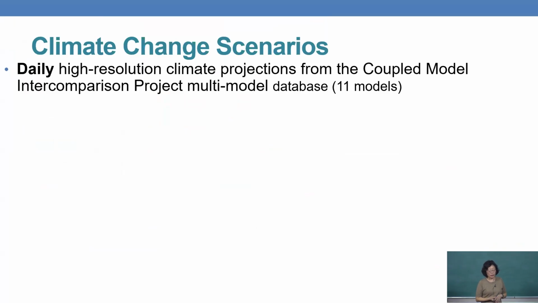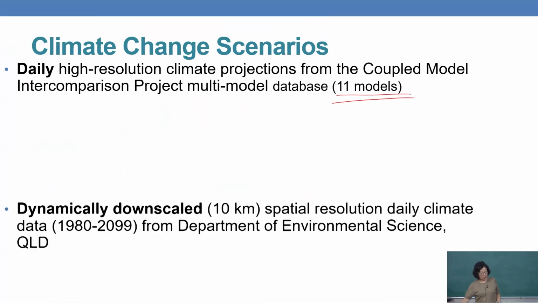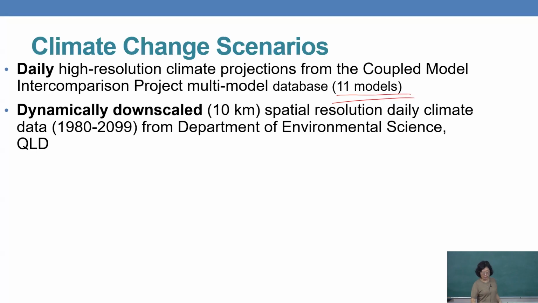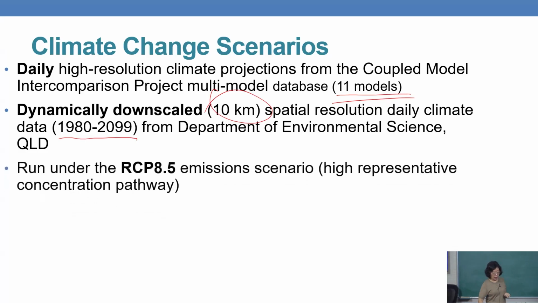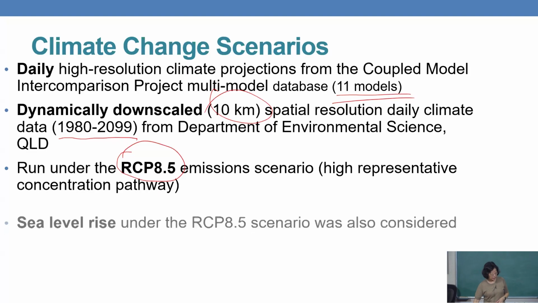from coupled IPCC models. We use the 11 models. We run the result for each of that. So downscaled 10-kilometer. Also it is daily, and that's from 1980 to the end of 2099. So that's the climate change model we use. And we run the high emission, the RCP 8.5. Actually, we also run the low emission.